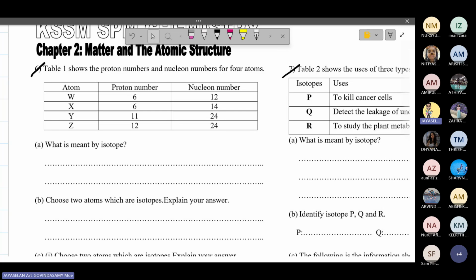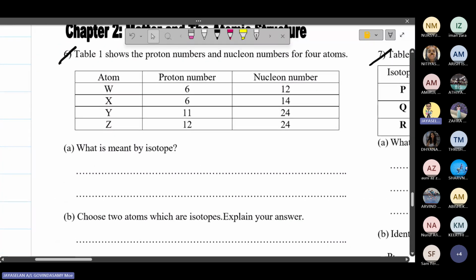And the next round we go for the odd numbers: chapter 1, chapter 3, chapter 5, and chapter 7. The ones you already do, that means you already cover 45 to 55% of questions for Form 5 SPM. Then for Form 5, you can get A+. Okay, now we go for this question.